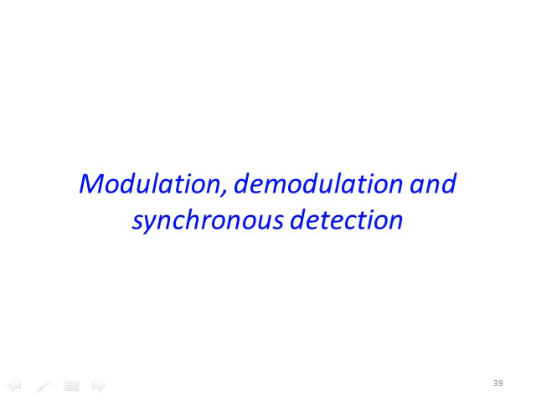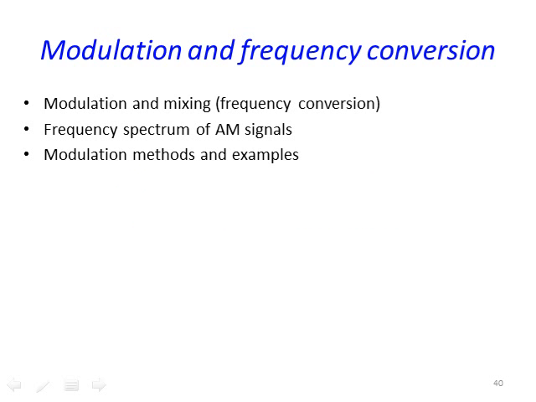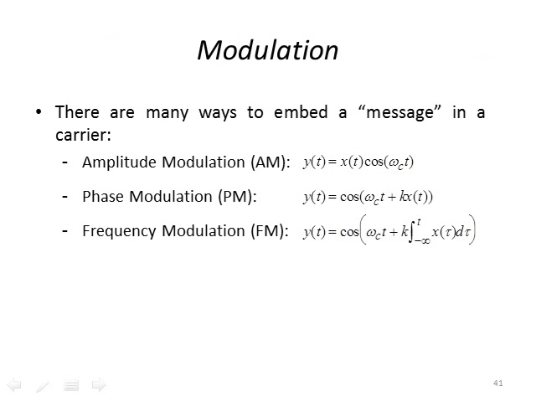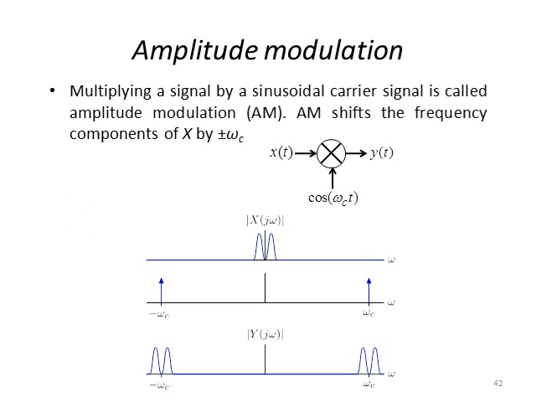Next, we move on to modulation, demodulation, and synchronous demodulation. So modulation and frequency conversion, modulation and mixing, frequency spectrum of AM signals, and then modulation methods and examples. There are many ways to embed a message in a carrier. We can use amplitude modulation, phase modulation, frequency modulation.